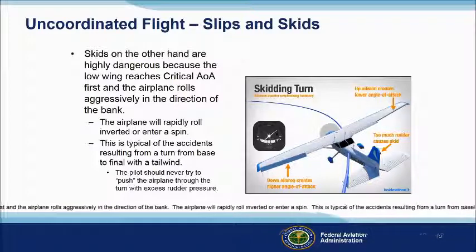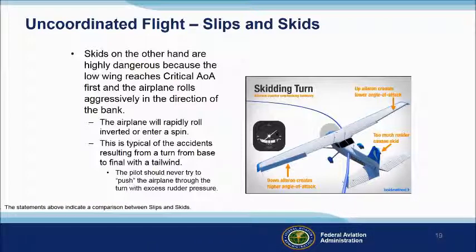This is typical of the accidents resulting from a turn from base to final with a tailwind. The pilot should never try to push the airplane through the turn with excess rudder pressure. If you are overshooting final, it is time to go around. Note: all unintended stalls are dangerous. The statements above indicate a comparison between slips and skids.